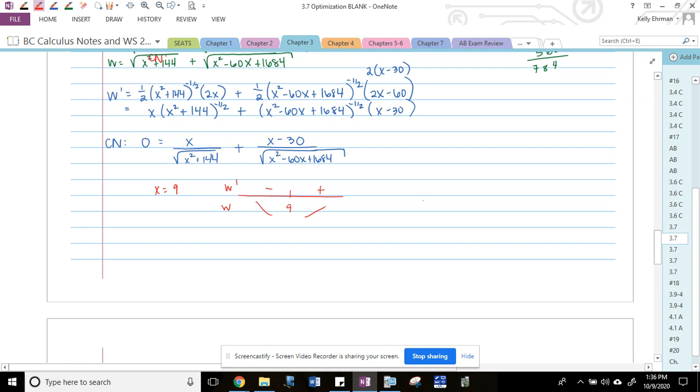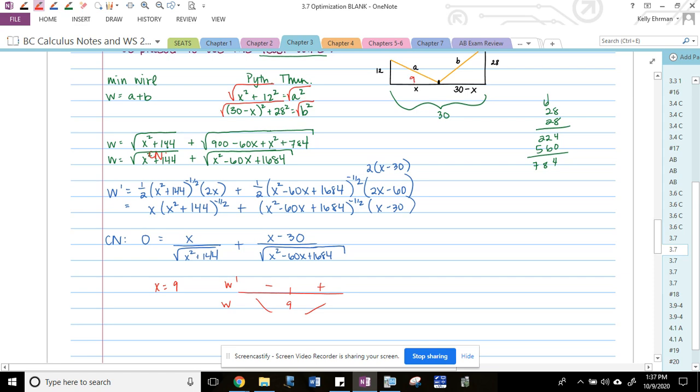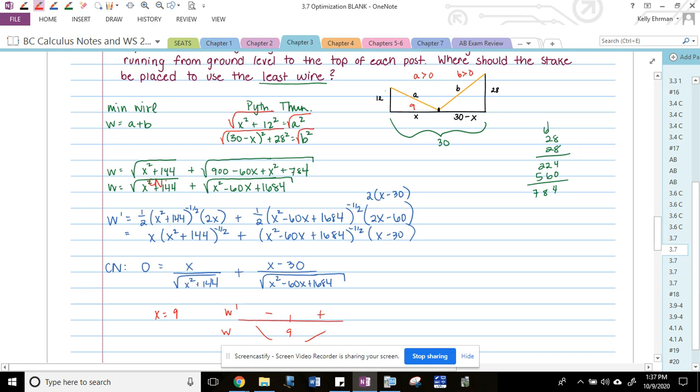So where should the stake be placed? Let's be specific about this. Here it's 9, are we talking about feet? Yeah, 9 feet from the 12-foot pole. It's not 9 feet from the 28-foot pole. It's 21 feet from there. So you do need to be a little bit specific.